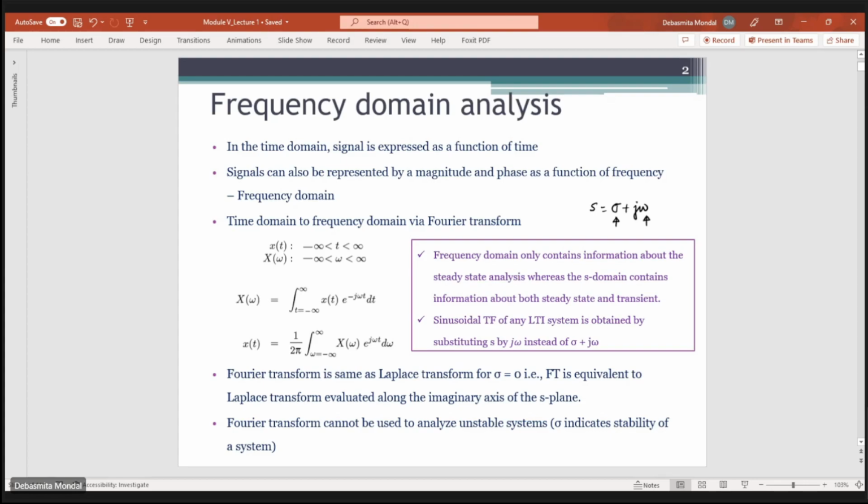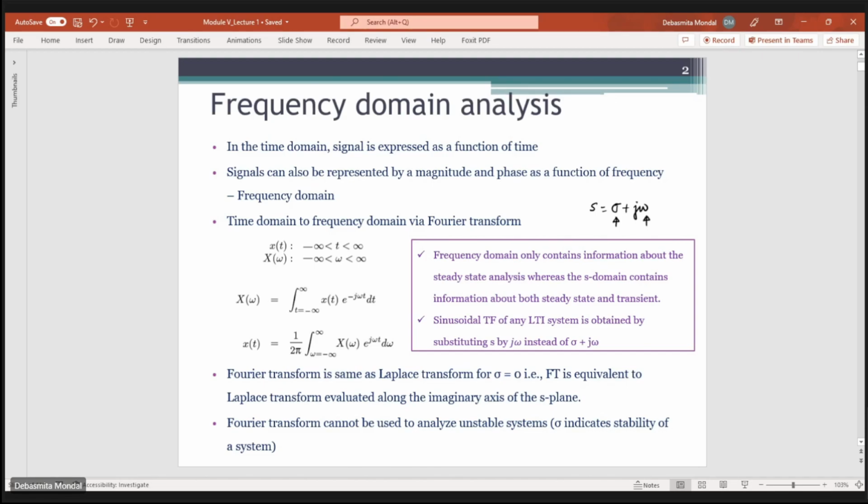We can say that the frequency domain contains information only about the steady state part of a system. A response always has a transient part as well as a steady state part. When we were talking about time response analysis, we saw that we can do it for the transient response and also for the steady state part. But in the frequency domain, basically the definition is that it is defined as the steady state response of a system to a sinusoidal input.